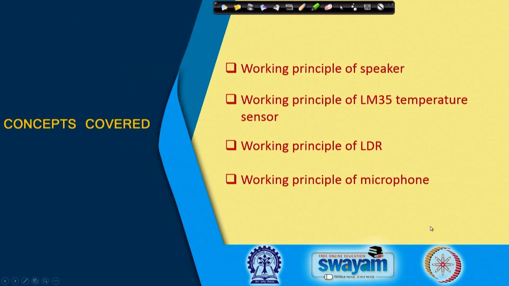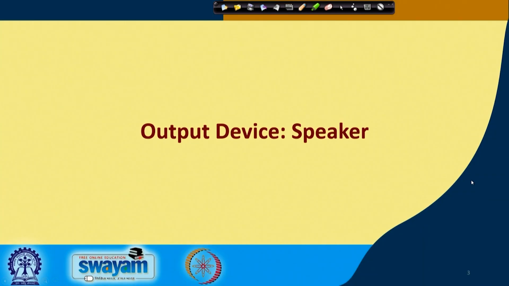Here we shall be very briefly talking about some of the sensors like speaker, temperature sensor LM35, light dependent resistor, microphone, which we shall be showing as part of the demonstration. We shall not be going into detail, but very brief working principle, so that you actually understand how the thing is working. Okay. First, let us talk about a speaker.